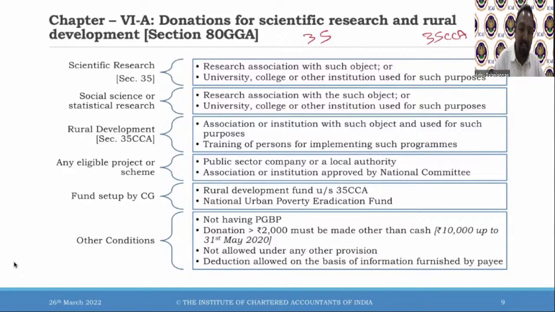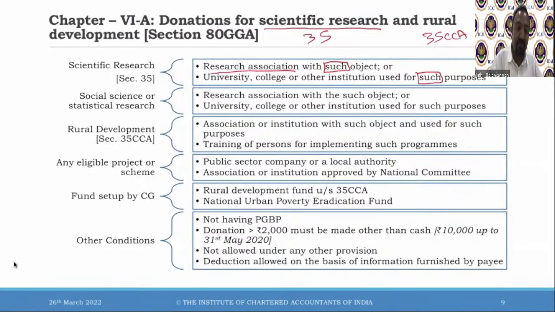So what does 35 say? It says any money paid to a research association with an object of such, and here such refers to scientific research because the purpose itself is scientific research. So, a research association with an object of scientific research. That is the first thing. Or to a university, college, or any other institution used for scientific research purposes. So such refers to scientific research. For this purpose, they can give donation.